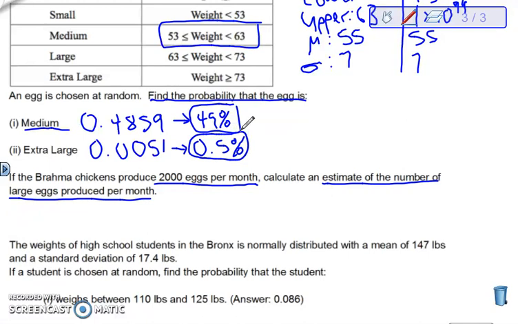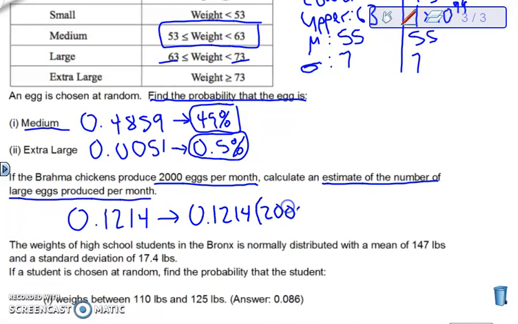So if you go back to the calculation we were just looking at, using 63 and 73 as your lower and upper bound, you should get something that is about 0.1214, which means about 12% of our eggs are large. So we're just going to take that, multiply it by the total, which means about 242.96 eggs will be large, so we can go ahead and round that off and say that's 243 eggs.